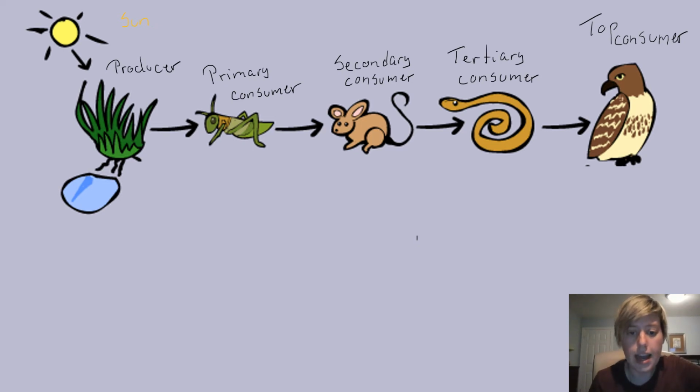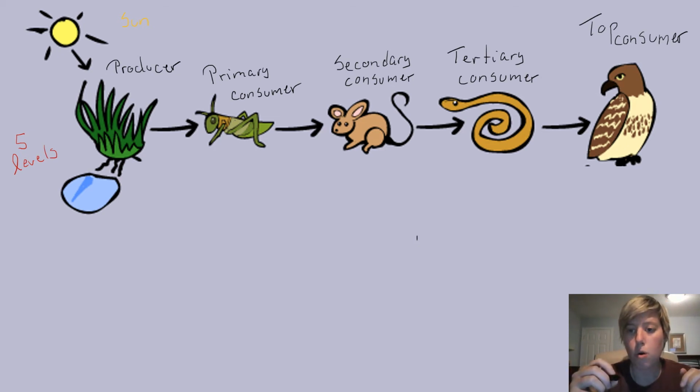Now, if we're looking at how many levels we have in this chain, well, we just count them. The producer is 1, the grasshopper is 2, the mouse is 3, the snake is 4, the hawk is 5. So this chain has 5 levels.